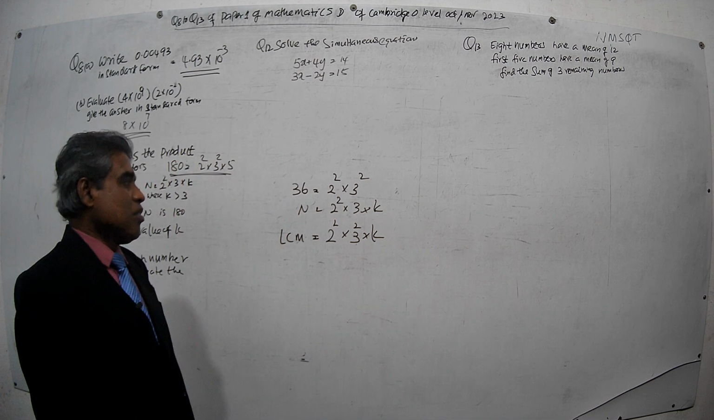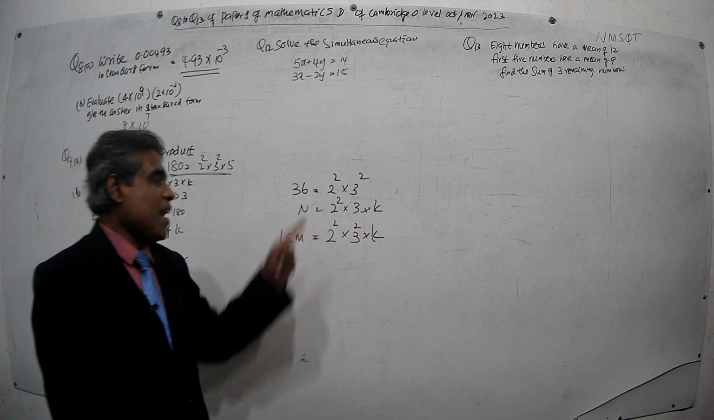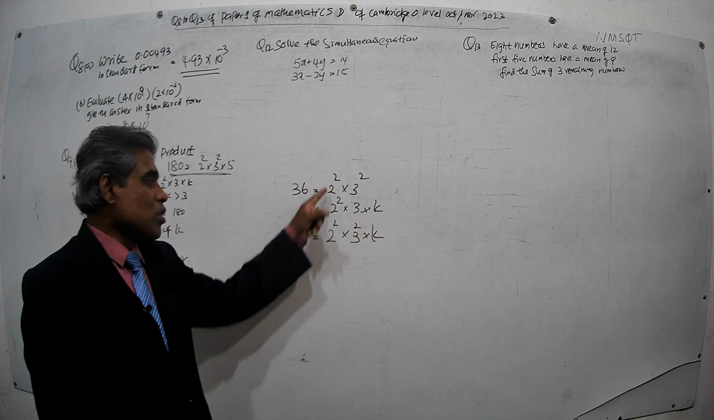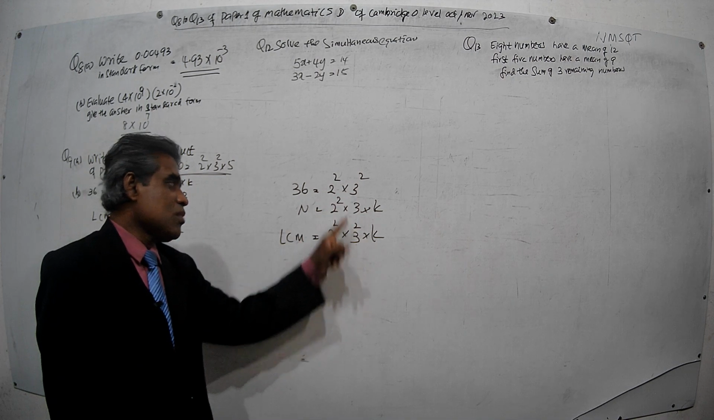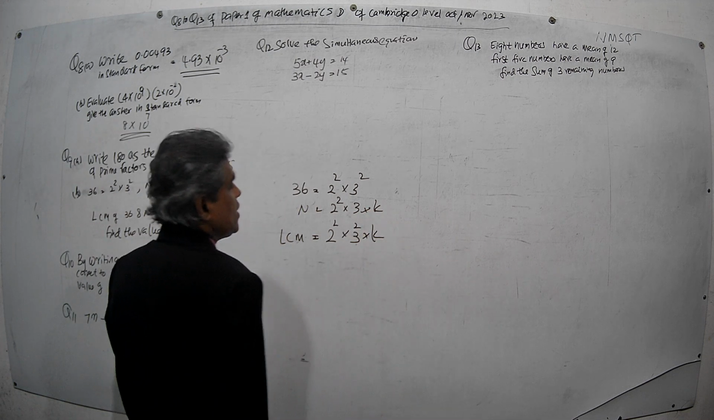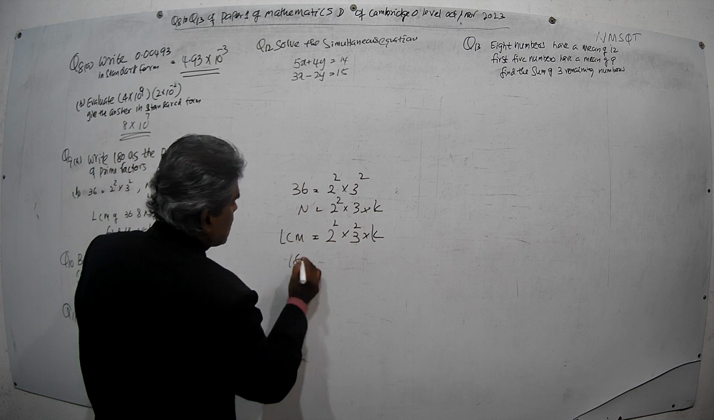How do you find the LCM of two numbers? You see whether there are common factors for the two numbers. If there are common factors, you take the highest power of the common factors. 2 is common, take the highest power, 2 to the power 2. 3 is common, and the highest power of 3 in both numbers is 3 to the power 2. Then you take the uncommon factor, which is k. Then they say the LCM is 180. In fact, 180 is the LCM.